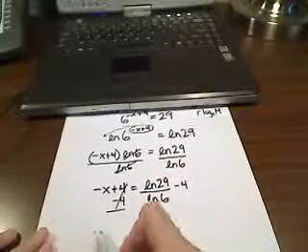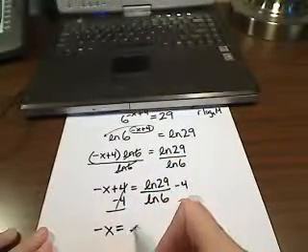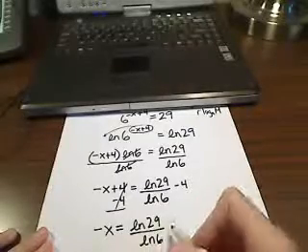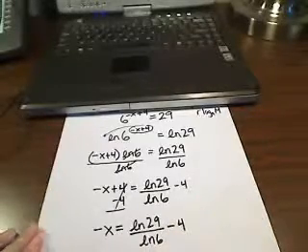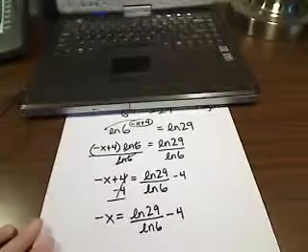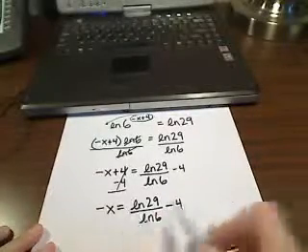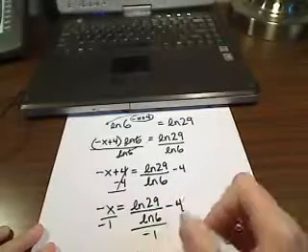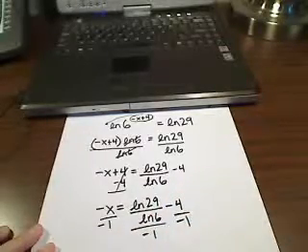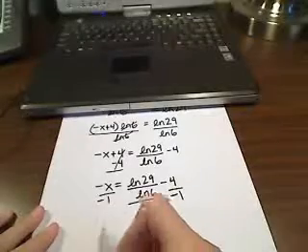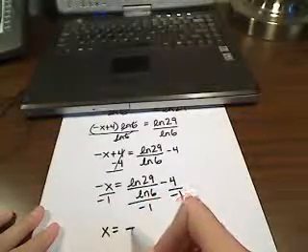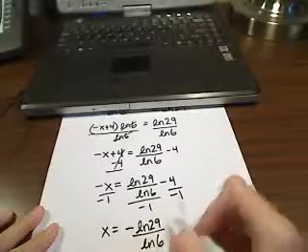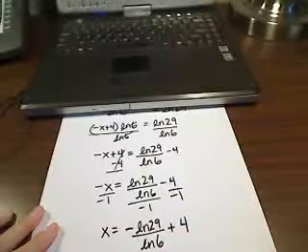So I have a negative x equaling ln 29 over the ln of 6 minus 4. And then this is negative. I don't want it to be negative, so I'm going to divide by a negative 1. That's essentially dividing everything over here by a negative 1 as well. So I end up with a positive x equaling the opposite of the ln of 29 over the ln of 6, and then plus 4.